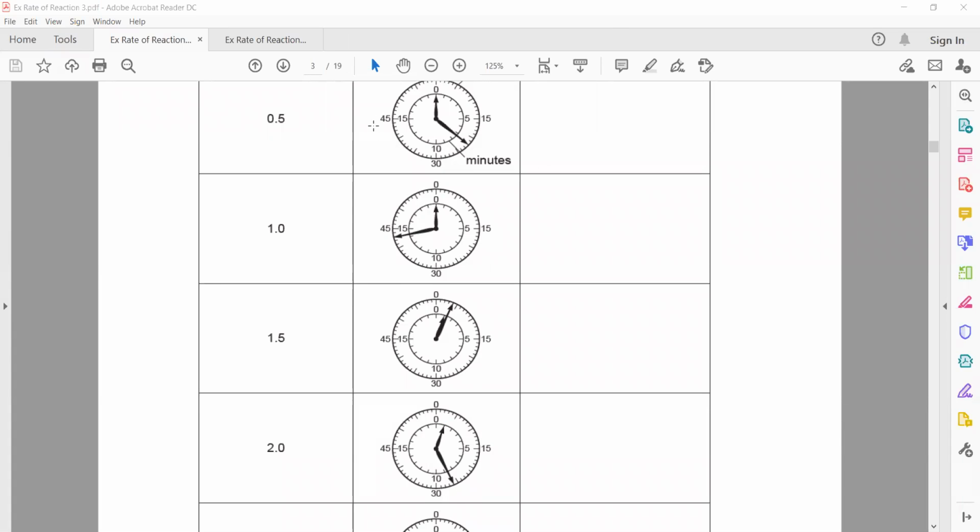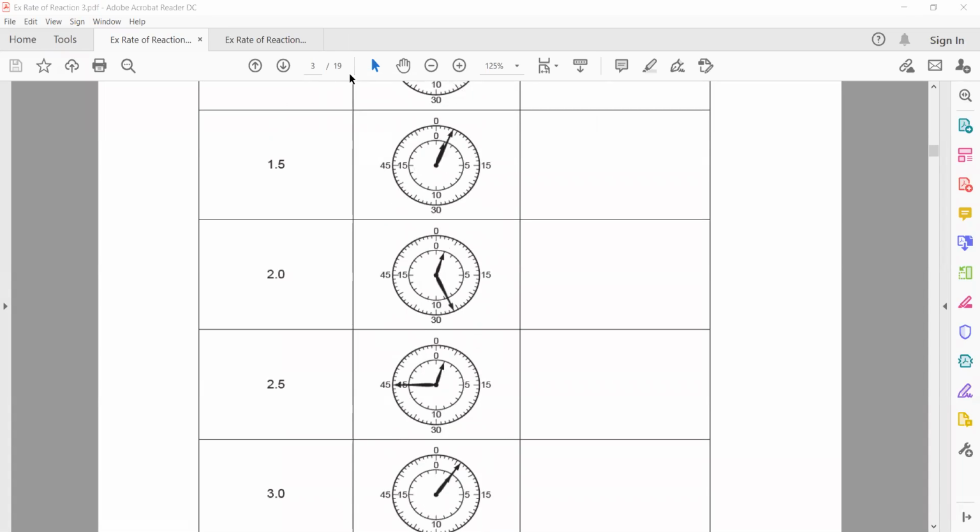Same way, this is 1 minute and 45 seconds. So 1 minute is 60 seconds, and 60 plus 45 will be 105. And this is 2 minutes and 6 seconds. So 2 minutes means 120 seconds, 120 plus 6. So it will be 126.